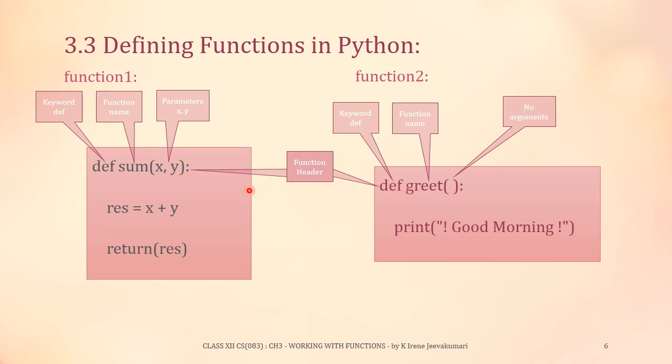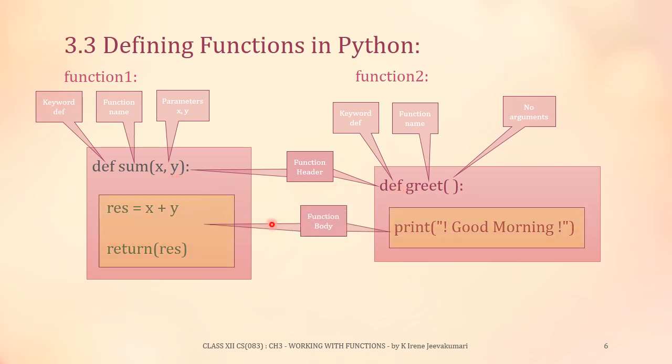So these two are called function headers. Next one, function body. Here the body of this greet function is only one statement, it just prints a message, and here the body of this function sum is two statements, and it takes a computed result and returns the result. From this you can understand a function may or may not have a return statement. This function returns a value, but this function does not return any value. So from this we can understand that if the function requires, it uses the return statement, otherwise not.